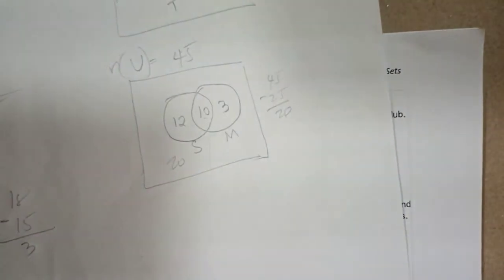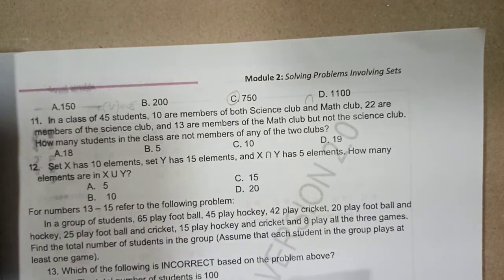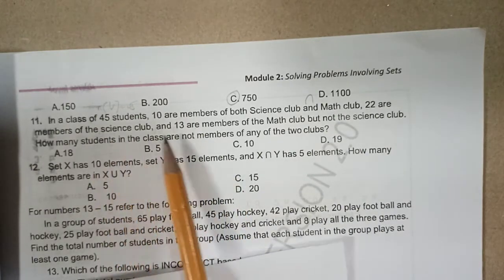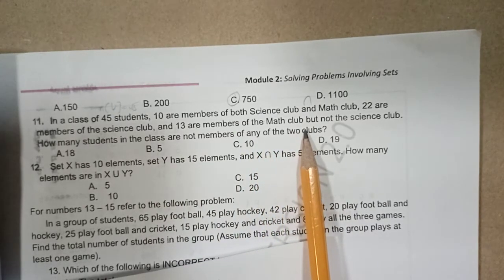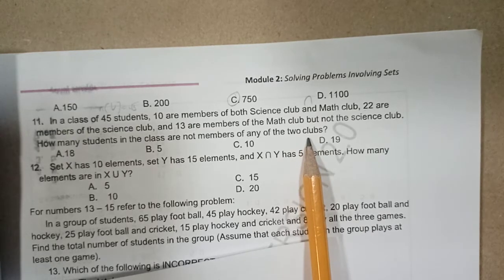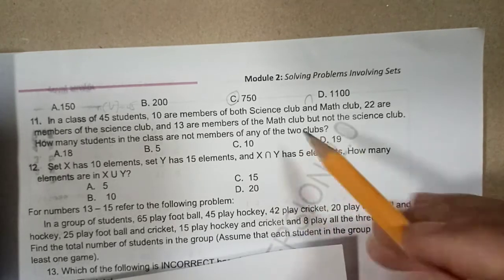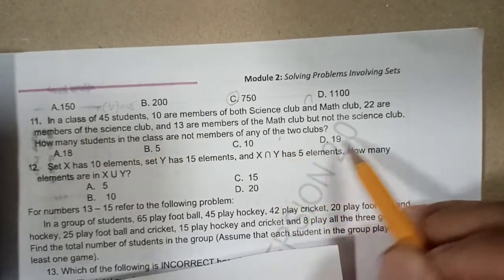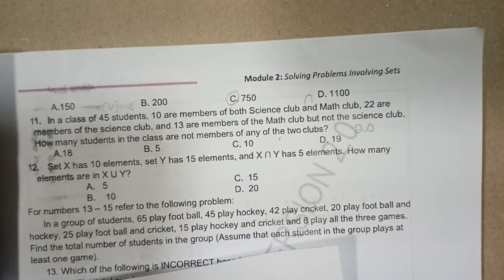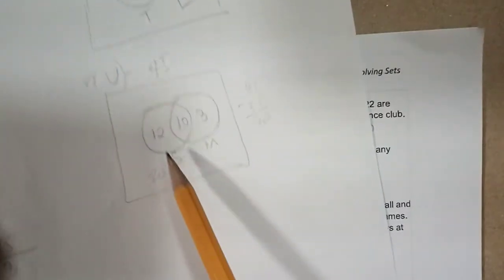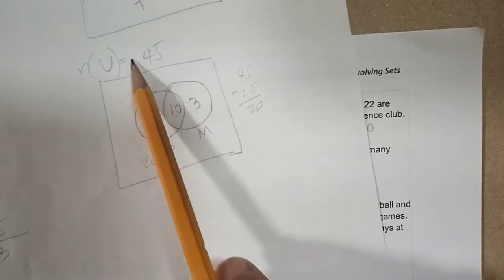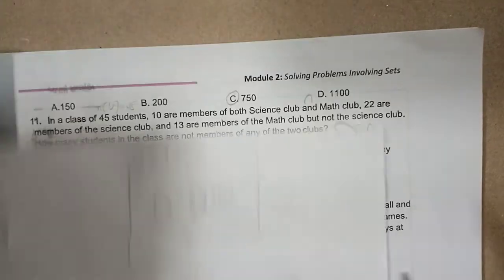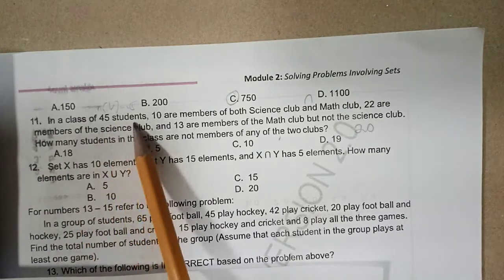Okay, 20. Now, let's answer the question. How many students in the class are not members of any of the two clubs? It's 20. The answer for this is 20. Okay, so it's 20 because 12 plus 10 is 22, plus 3 is 25. So 45 minus 25, the answer is 20. So there are 45 students.